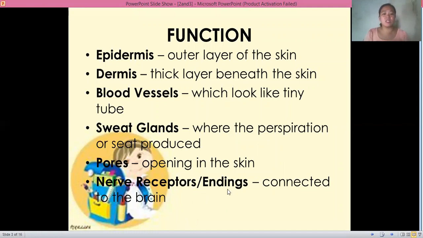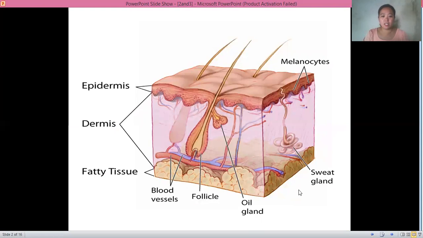Nerve receptors and nerve endings, this one is connected to your brain. So where are our nerve receptors and nerve endings? So this one, it is connected to the brain. Okay.